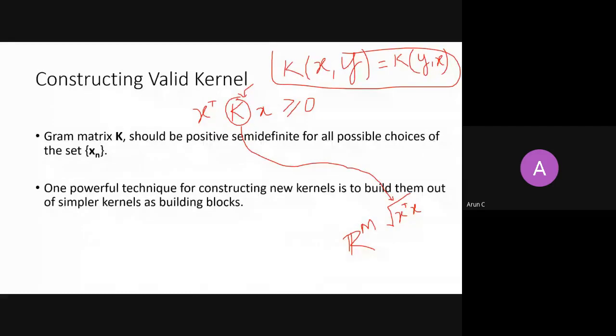Anybody in the class wants to say something about positive definite? Yeah, all eigenvalues are positive. Very good. So what it says to you.